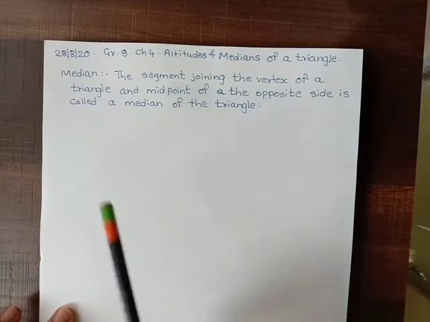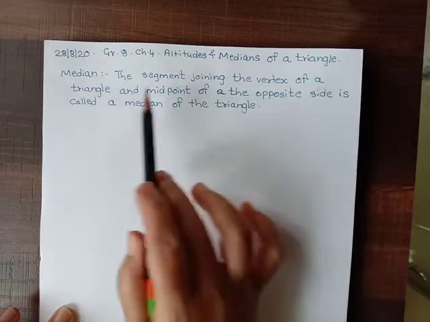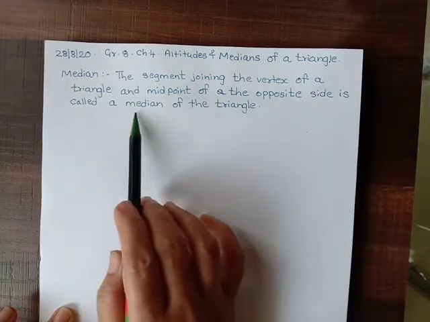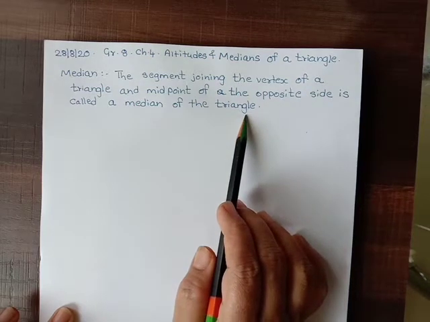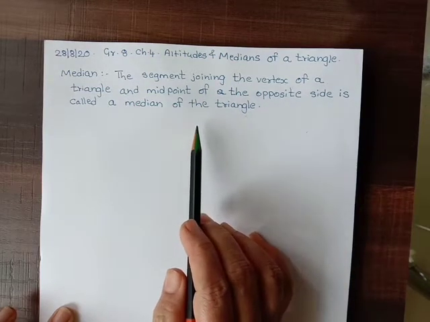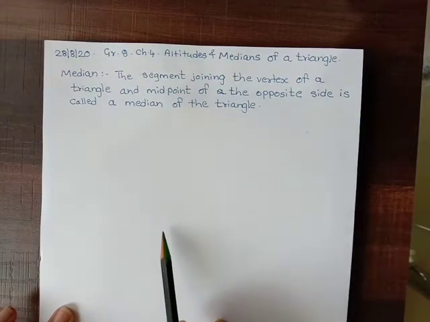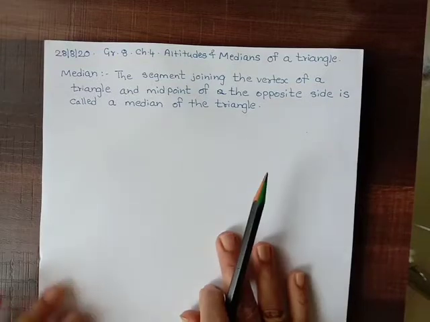Now look at the definition. The segment joining the vertex of a triangle and midpoint of the opposite side is called median of the triangle. That means if you take a vertex and the midpoint of its opposite side, if you join those two, the segment which is obtained is nothing but a median. So when we draw, actually you will come to know.